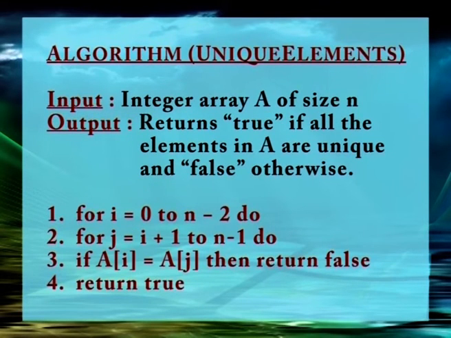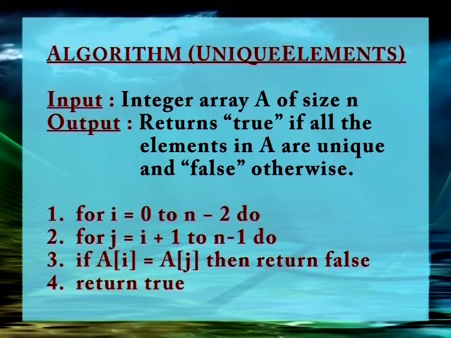We consider another algorithm to check if a sequence of integers contains any duplicate number. The algorithm is as follows: input integer array A of size n, output returns true if all the elements in A are unique and false otherwise. The algorithm is shown on the screen. As we can see, for this algorithm, the input size is n, the number of elements in array A. The basic operation is comparison of two array elements. Next, we count the number of comparisons as a function of n.